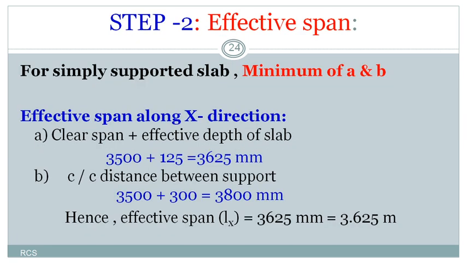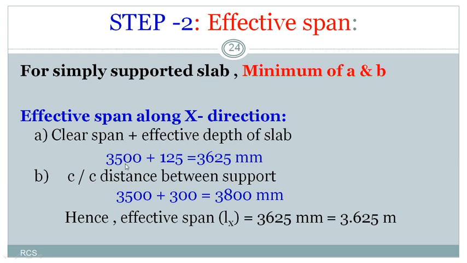In the second step, we have to calculate the effective span of the slab based on the given data. Here we have to calculate the effective span along the x direction and along the y direction because we are designing a two-way slab. For calculating the effective span along the x direction, we have two criteria, that is clear span plus effective depth of the slab.